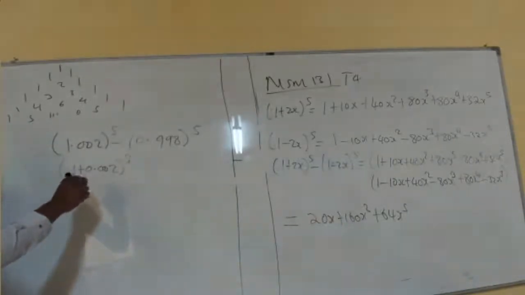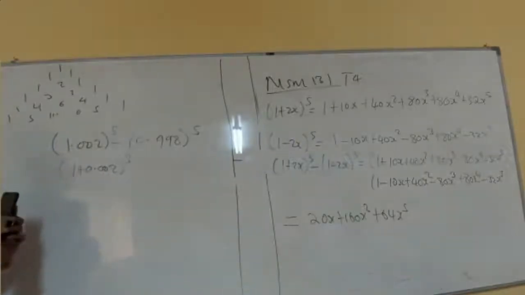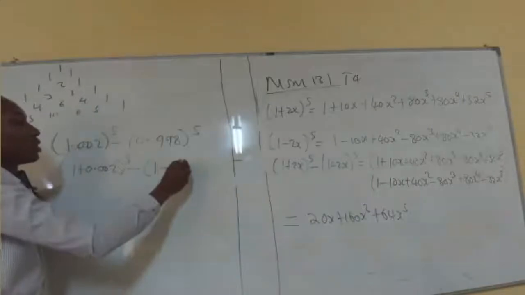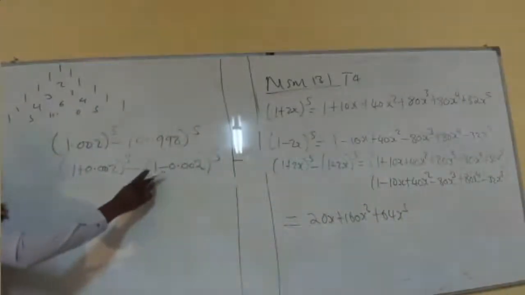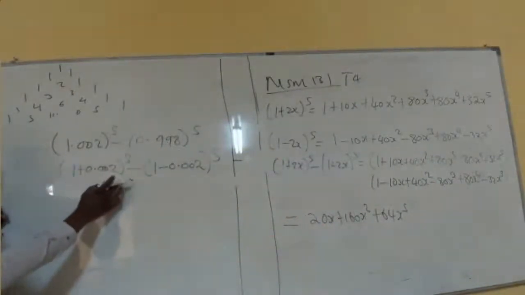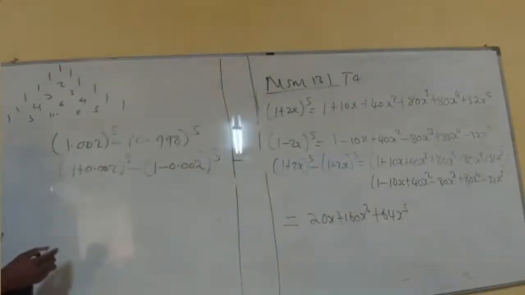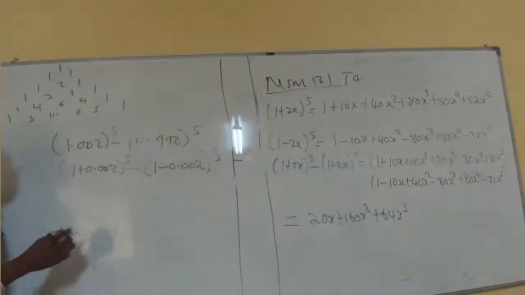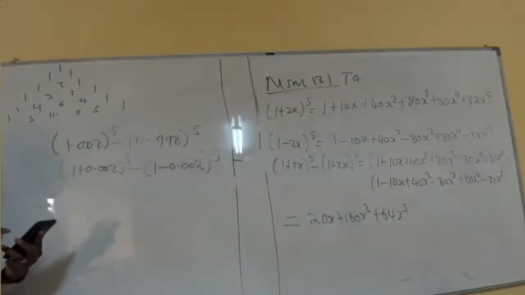Alright, so if you subtract 1 minus 0.002, you get 0.998. So meaning this one actually is 1 minus 0.002, then to the power 5. Alright, if you subtract 1 minus 0.002, you get back to this. If you add 1 plus 0.002, you get back to this. Alright, so I've deliberately written it like this so that it looks like standard form in the binomial expansion form.